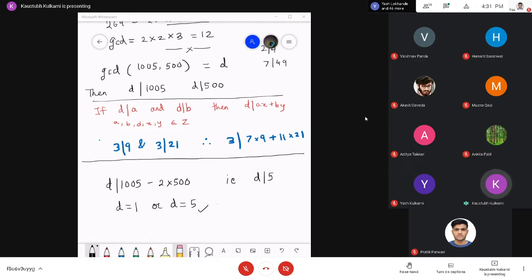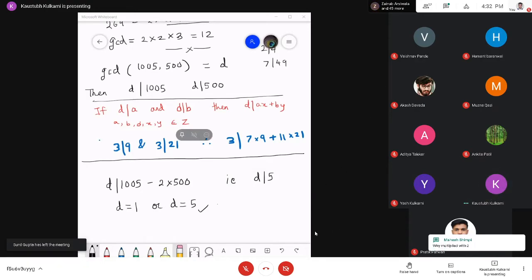Did you get this point? But why does D divide 1000? Why multiplied with 2? I think you did not. Did you get the result that if D divides A and D divides B, then D divides AX plus BY?